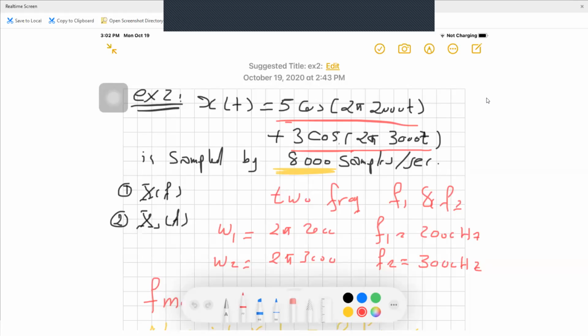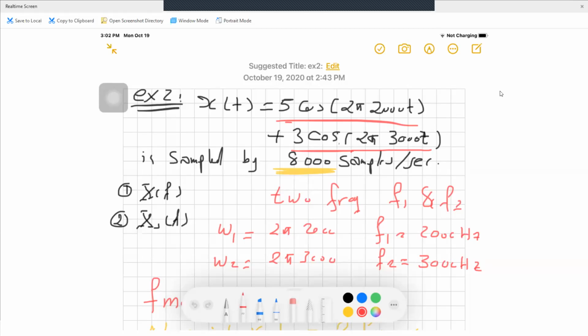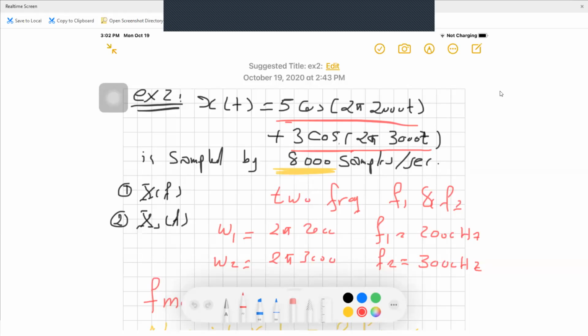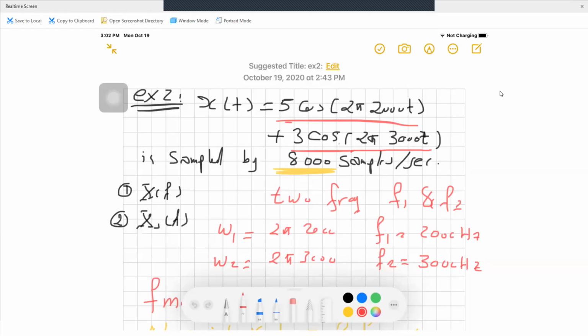Okay, now going back to the previous example, I'm in example number 2. We have talked about the two frequencies, 2000 and 3000 hertz. Again, please try to write down your names in the chat to be used for the attendance.